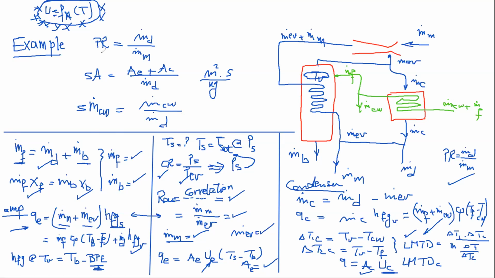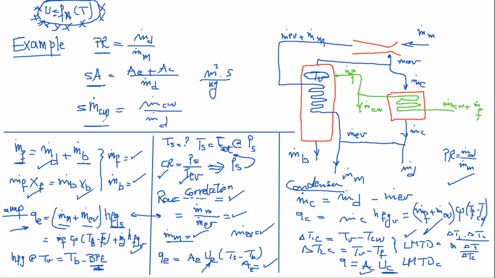So what we see here are the three basic components that we need as a representative of the performance of a single effect evaporation or any desalination system, thermal desalination system in general. What's the PR? What's the specific heat transfer area? What is the specific flow rate of the cooling water?